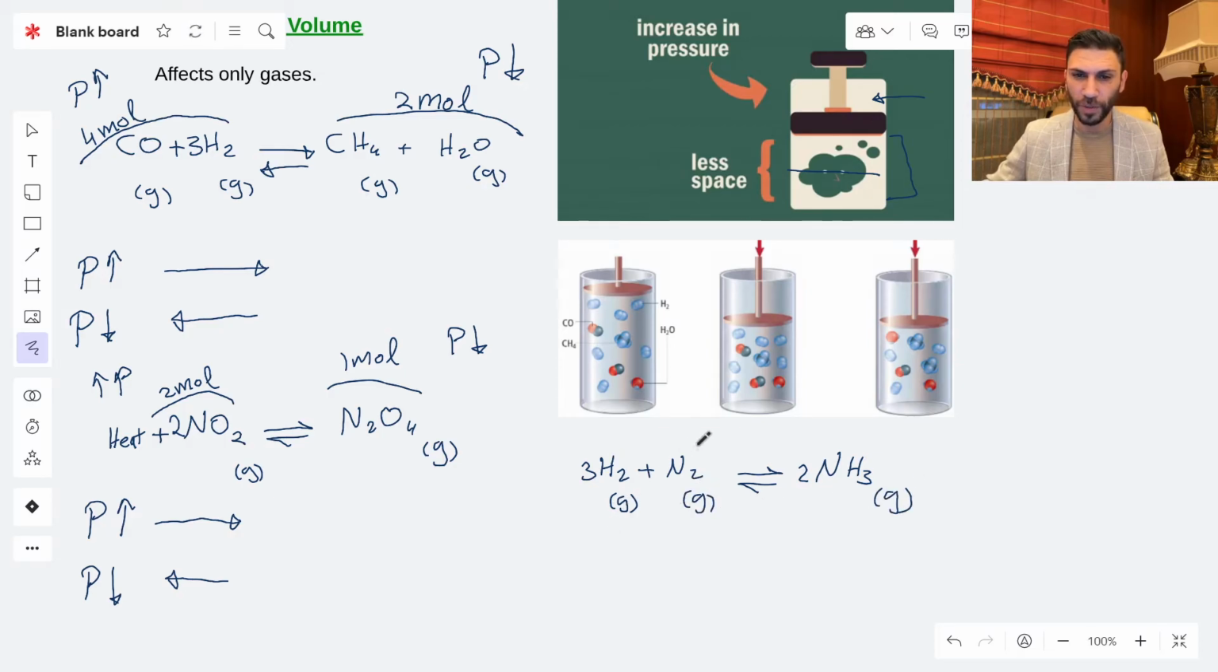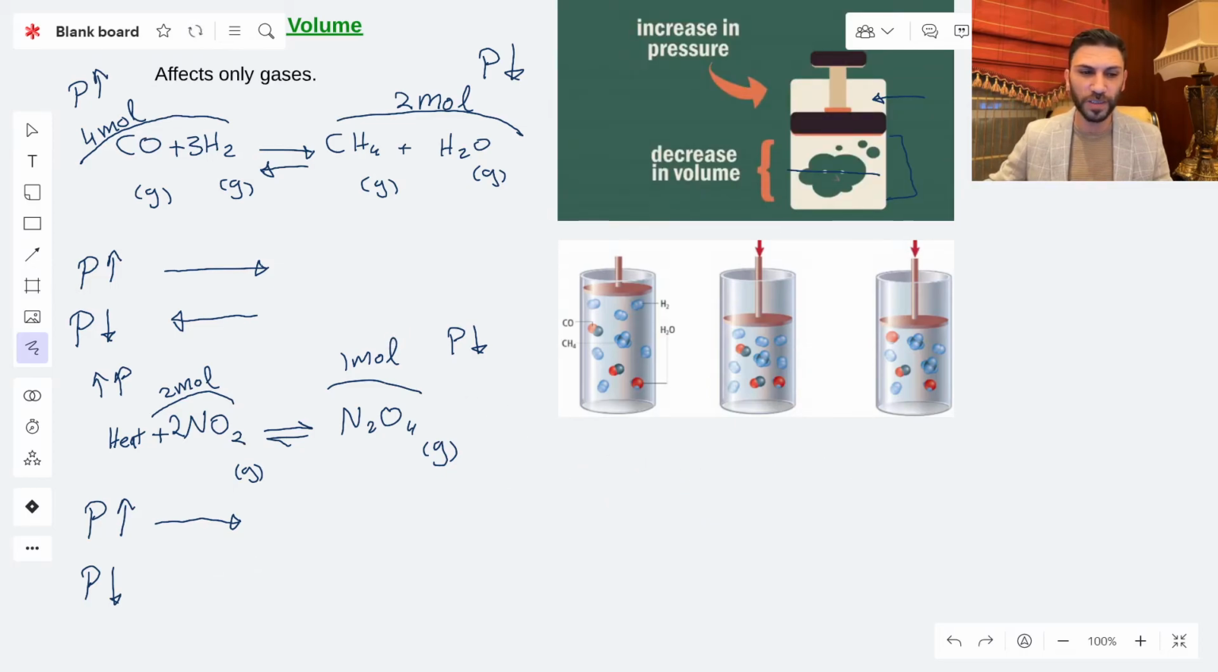So here I have 4 moles, and here I have also 2 moles. So also it's similar to those reactions. But what if I have the opposite reaction now, which is 2NH3, which is a gas, yields to 3 moles of H2 plus 1 mole of N2.